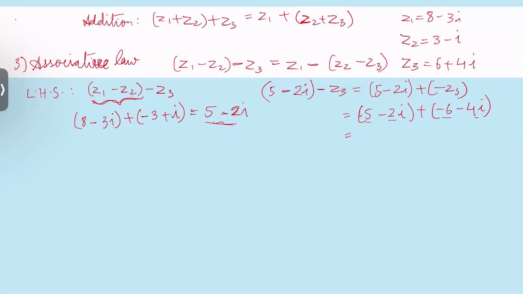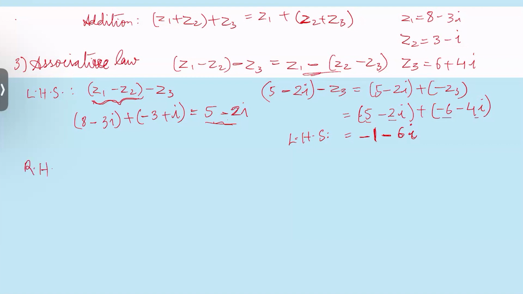So what you get is minus 1, and this you get as minus 6i. So your LHS comes down to, with solving and simplification, minus 1 minus 6i. Now let's see if we get the same answer if we try to solve the RHS part of the statement of the associative law.